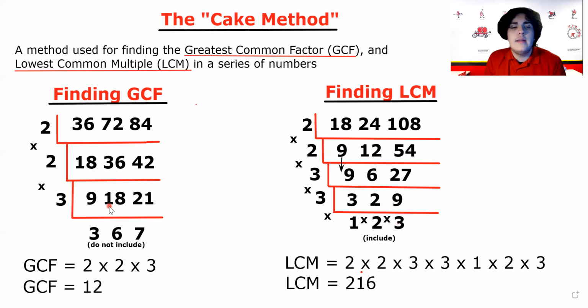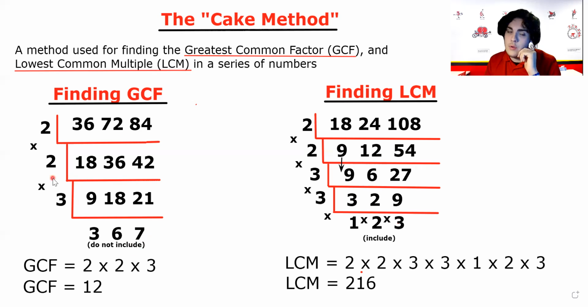Now in this step, 9, 18, and 21, they're not all even numbers, so they can't be divisible by 2. However, I know that all these three numbers are divisible by 3. So I'm going to write my 3 on the outside, and I'm going to divide each of the numbers by 3. 9 divided by 3 is 3. 18 divided by 3 is 6. 21 divided by 3 is 7.